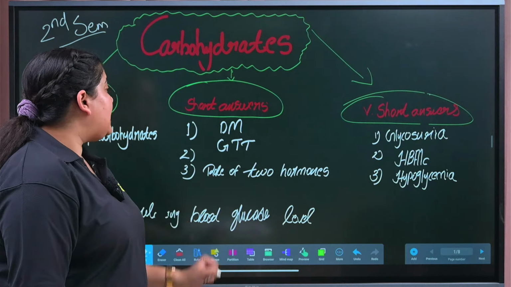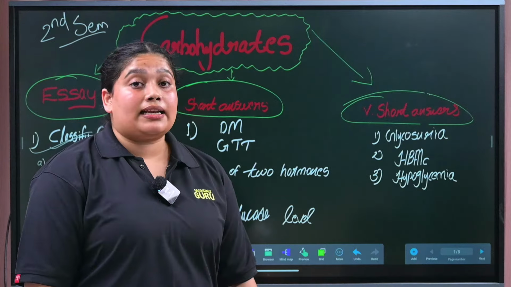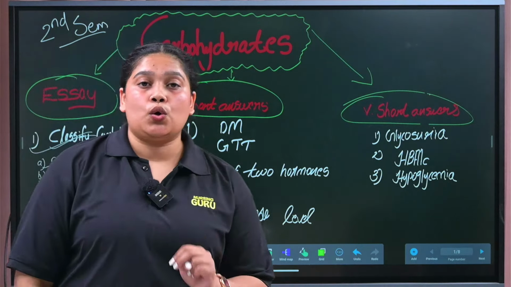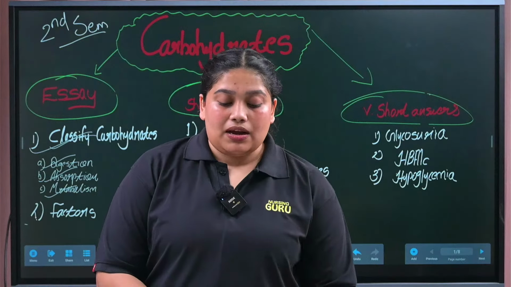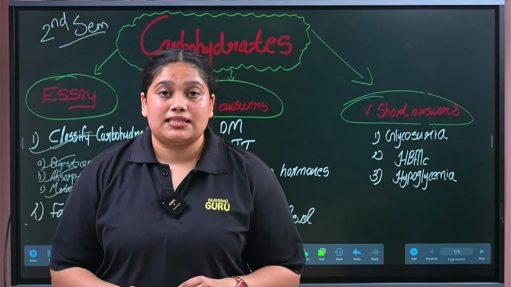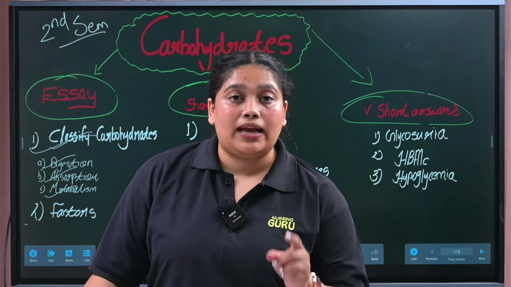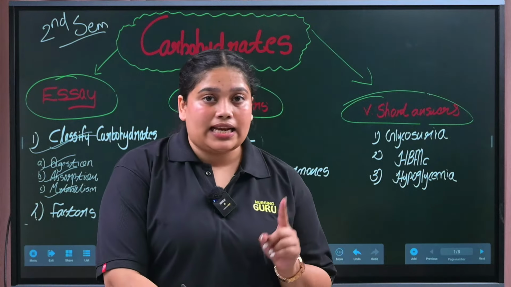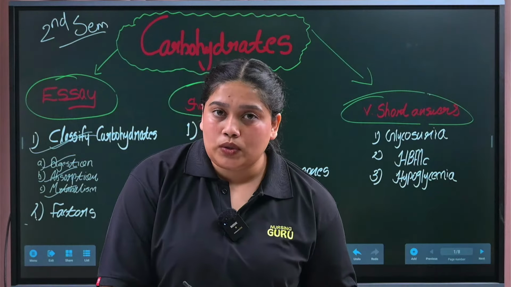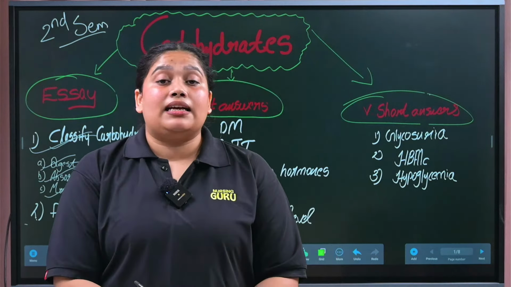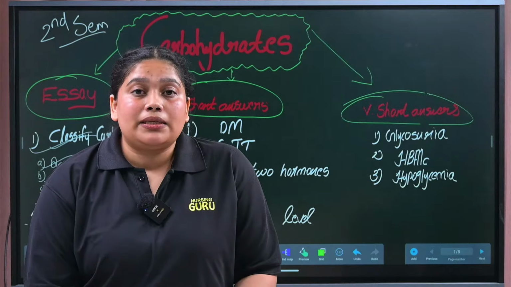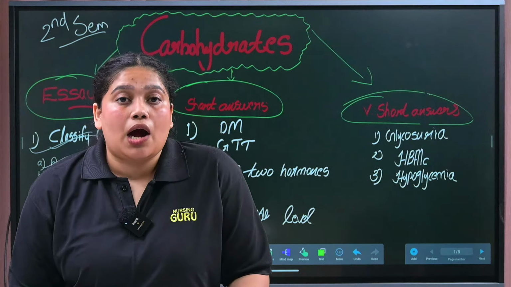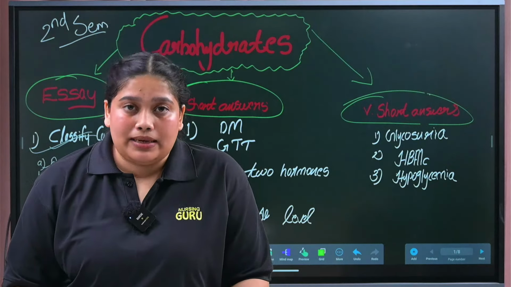Mainly we have 3 short answers expected, that is diabetes mellitus, GTT and role of 2 hormones. What is diabetes mellitus? For this question you need to give a definition for diabetes mellitus and the classification: type 1 diabetes mellitus and type 2 diabetes mellitus. After that the symptoms, the management, treatment and also the complications, everything you have to mention for diabetes mellitus.